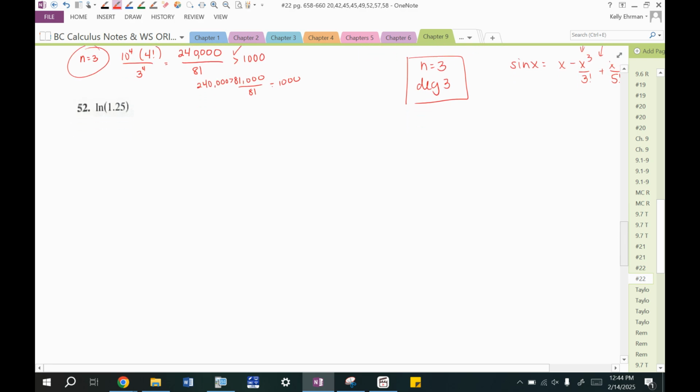Okay, now this one's kind of strange. I was checking what the book did and comparing it with my numbers, and they said f of x is just ln x. But if we're trying to do a Maclaurin polynomial centered at 0, I don't think we can just have ln x be our value. Well, maybe we could. Could we? Well, okay. So if we did, let's see, could we?